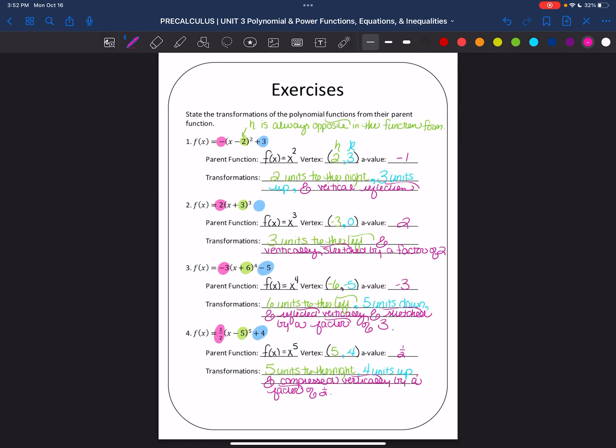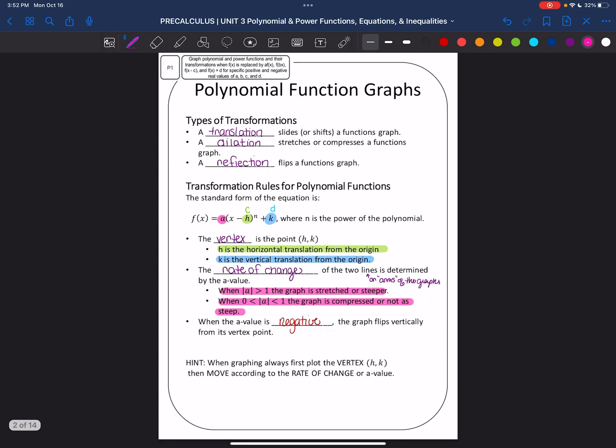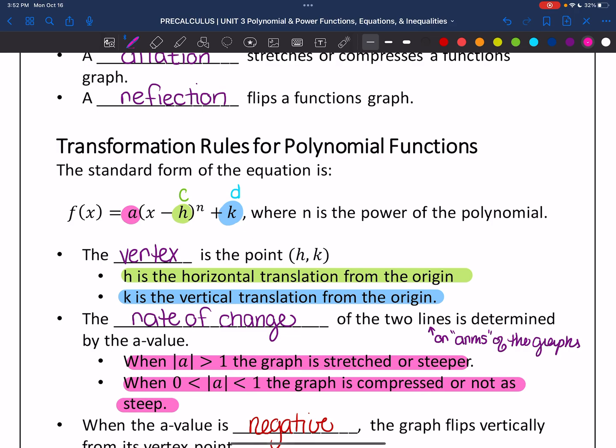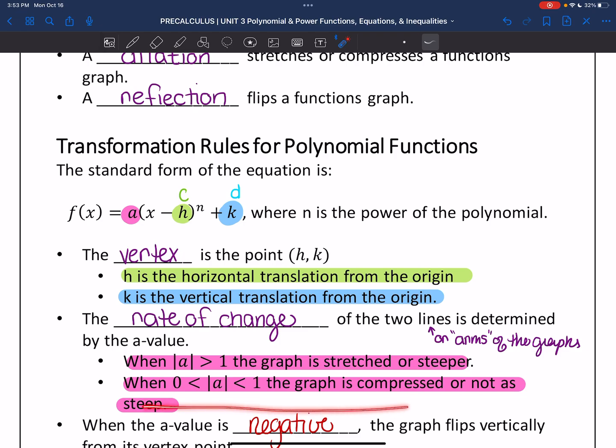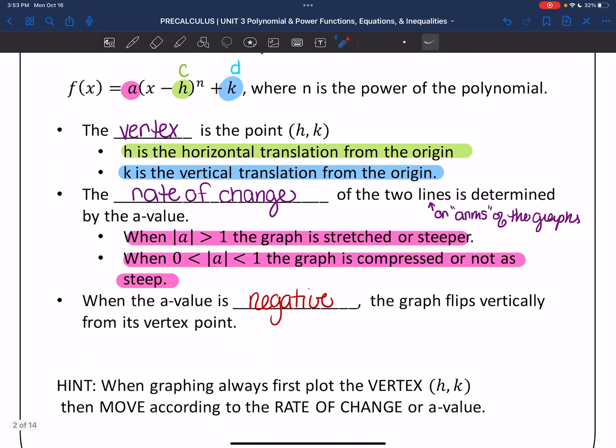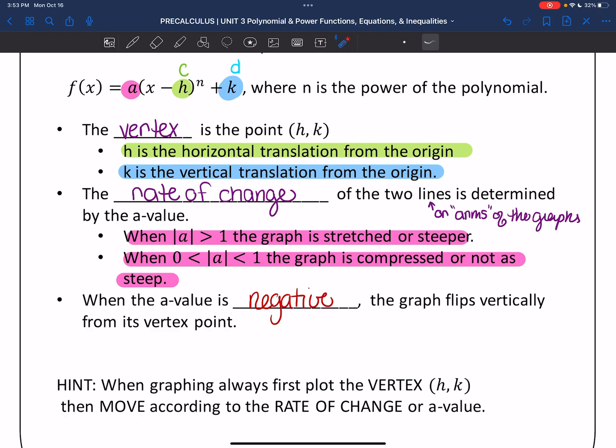So there you have it, ladies and gentlemen. That is our introduction to polynomial function graphs and their transformations. How do we find those transformations? We've got to look carefully at the way that it is written. If it's in standard form, we can pick out our a, h, and k. That h and k are telling us the translation of our vertex. And our a is telling us if those arms have been stretched or compressed. Also, that a tells us if our graph flips.